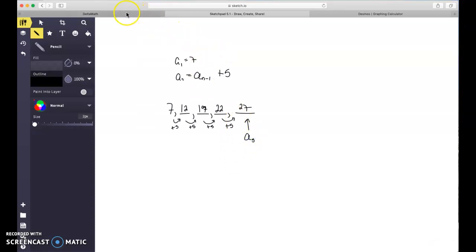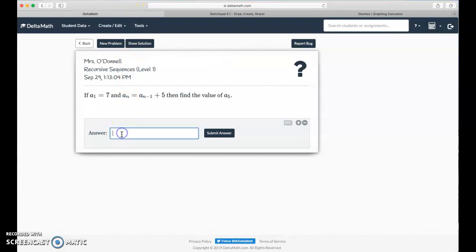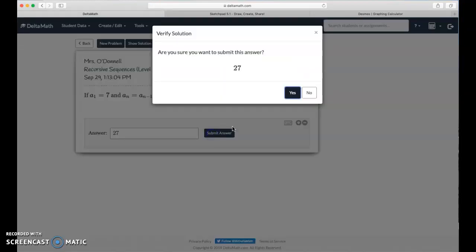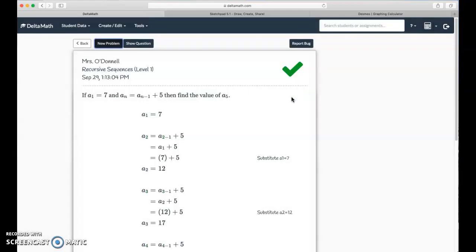I'm going to hop back over to Delta Math. I'm going to type in my answer, 27. Click submit. Yes. And we got our green check mark.